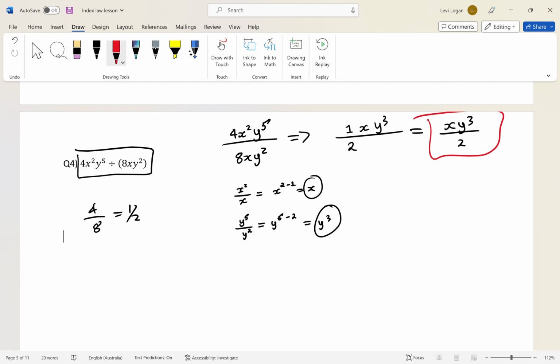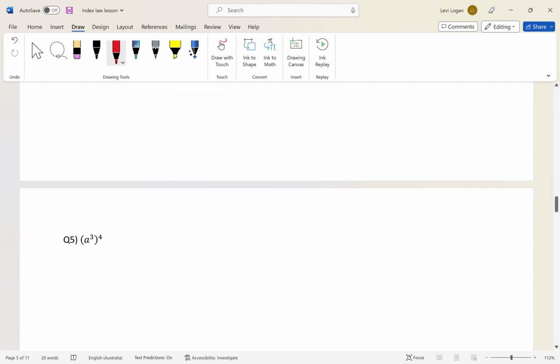If you're a bit confused, leave something in the comments. All you have to do is look at each thing individually. Straight from the back, I looked at the numbers first, then the x's, and then the y's, and applied the index laws. So I did arithmetic here, and I did my index laws here and here. Alright, let's go on to question 5.